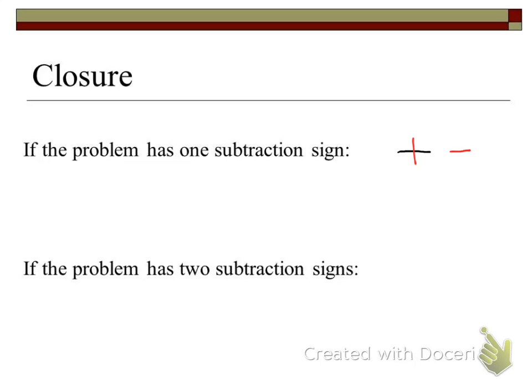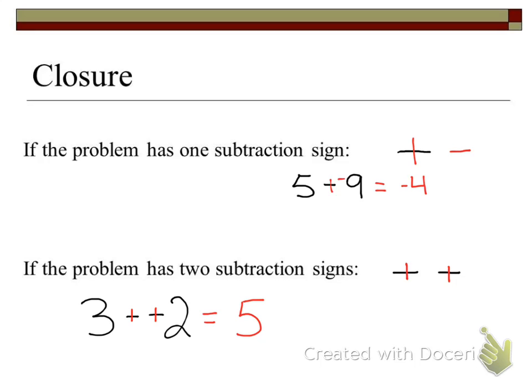And our Rule 2 tells us that if we have 2 subtraction signs, we need to change them both. We need to change them both into pluses. So just a little example here, 3 minus negative 2. I'm going to change them both, and I'll have 3 plus 2, which is 5.